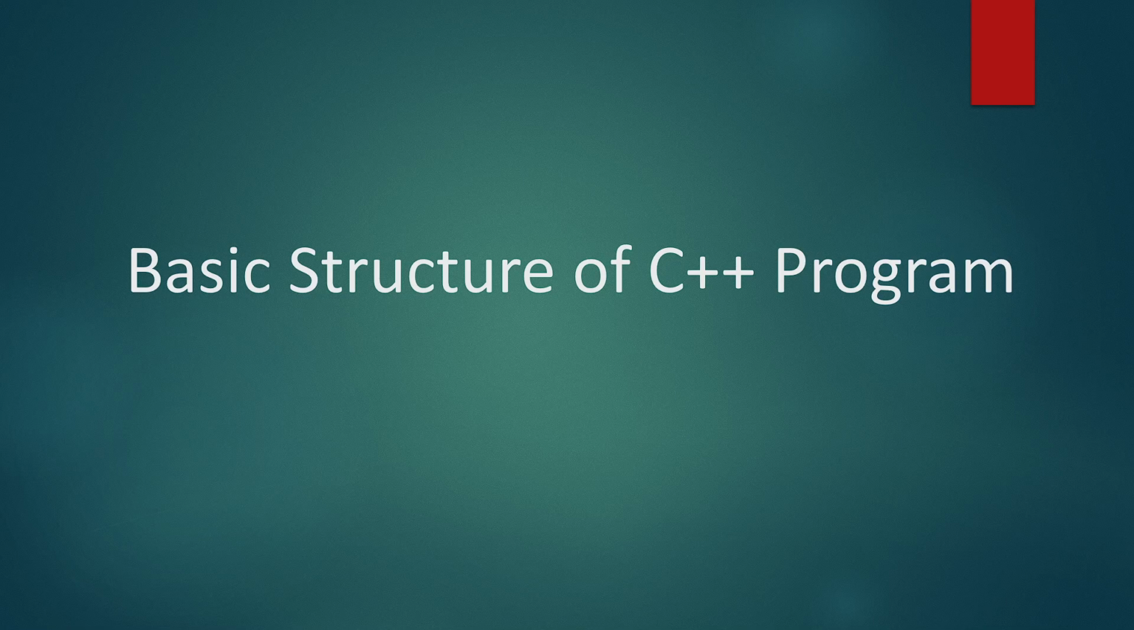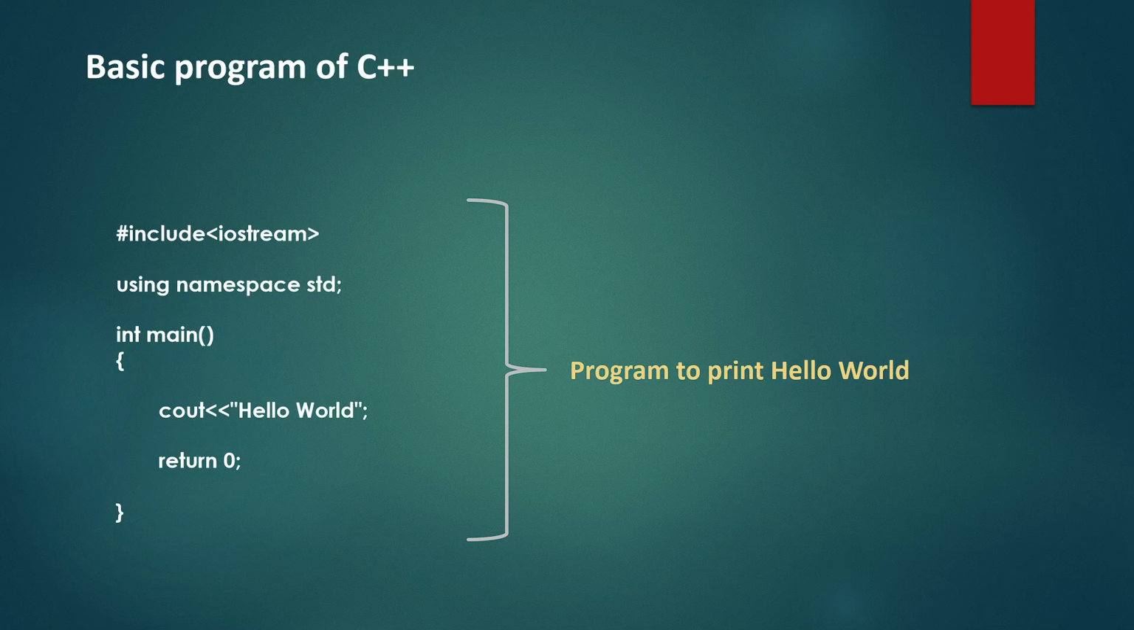Today we're gonna learn about the basic structure of a C++ program. So let's start. So this is the basic program of C++. It prints hello world in the console, and hello world is the first program of a programmer. So what are these things that are written?